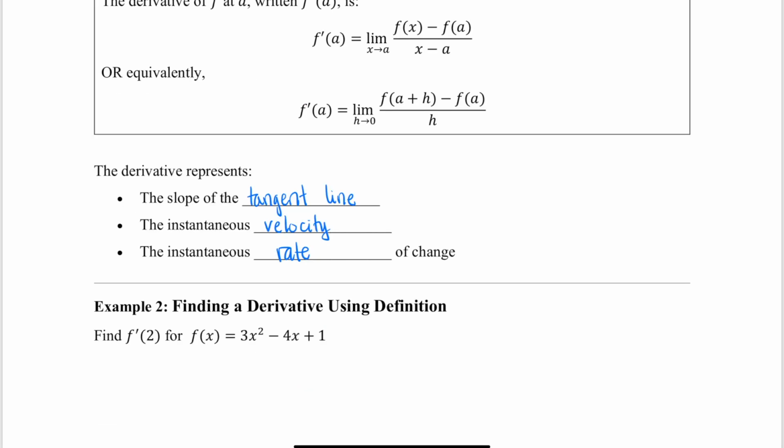Now, let's practice using the definition of the derivative. We're given the function f of x equals 3x squared minus 4x plus 1, and we want to find f prime of 2. That means we want to find the derivative of the function f when x equals 2. We can use the definition f prime of a equals the limit as h approaches 0 of f of a plus h minus f of a all over h. Since we want f prime of 2, we'll let a equals 2.